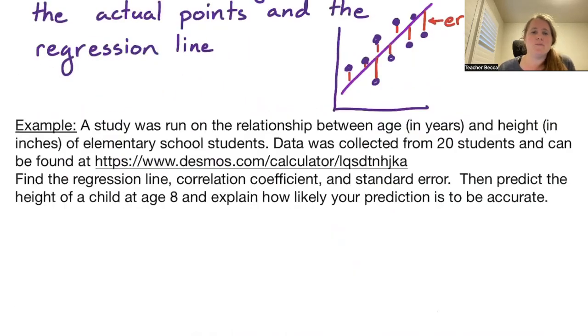So in this example, a study was run on the relationship between age in years and height in inches of elementary school students, so children between 5 and 11. Data was collected from 20 students and can be found at this Desmos link. Our job is to find the regression line, correlation coefficient, and standard error, and then predict the height of a child at age 8 and explain how likely your prediction is to be accurate. So let's go ahead and jump over to Desmos.